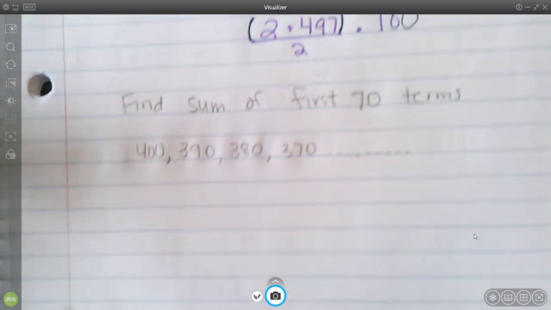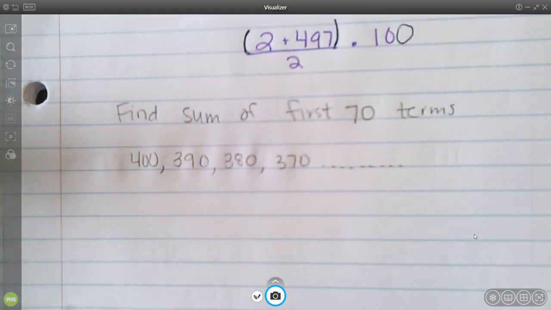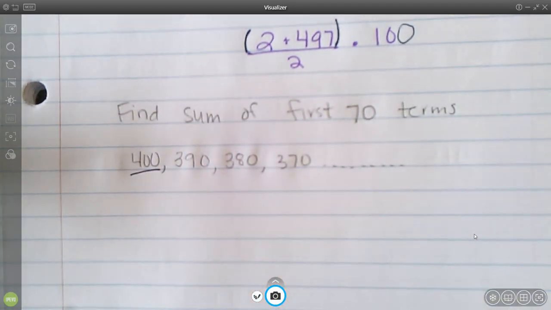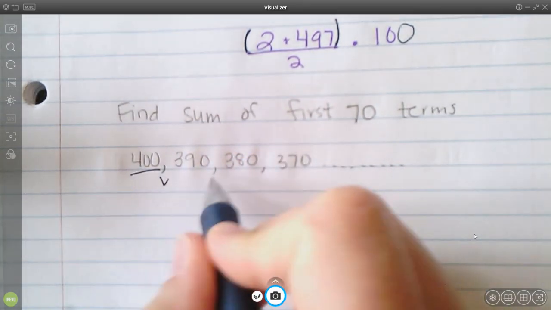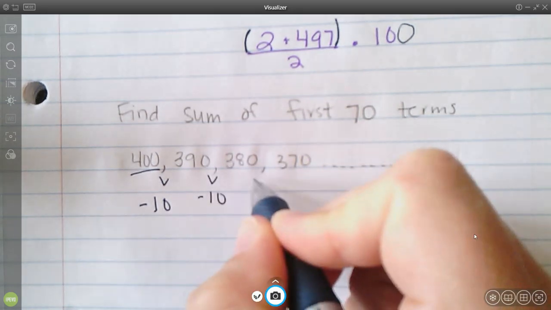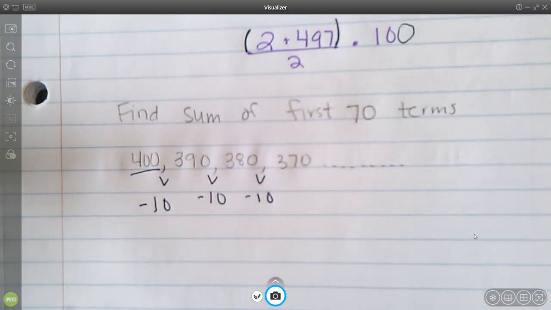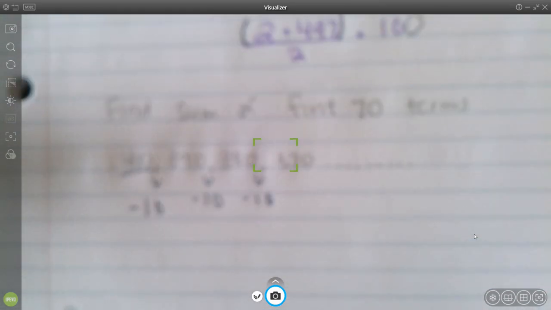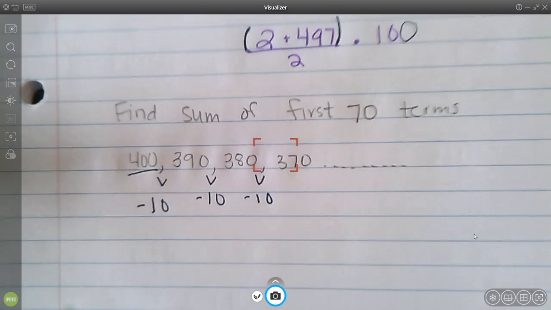Okay, last one. For 70 terms, we have 400 as our first, and it looks like this time we are going down by 10 every time. So it's still linear. Now instead of adding, we are just subtracting.